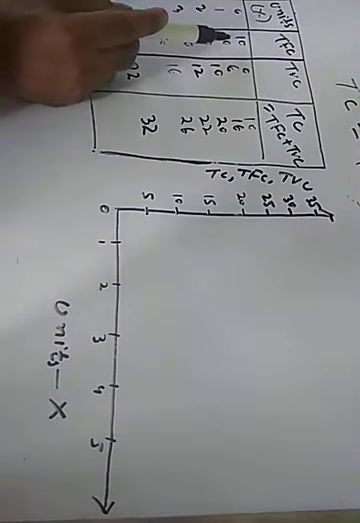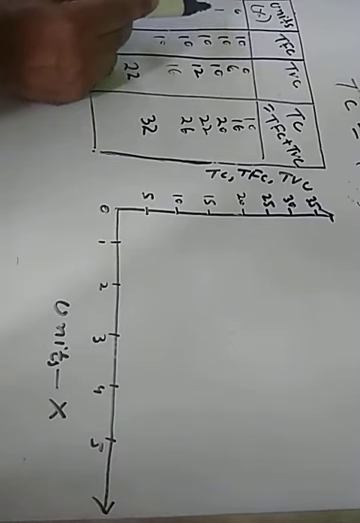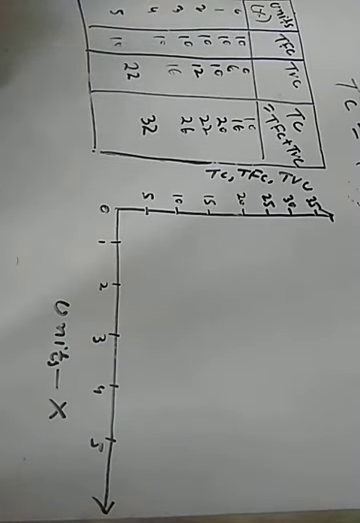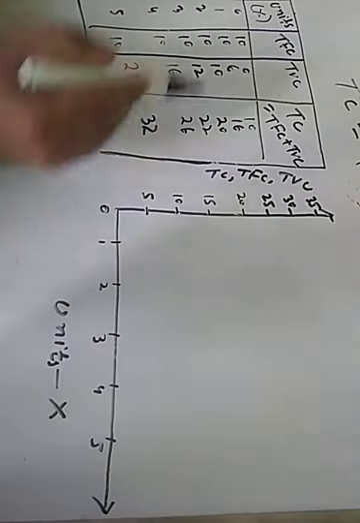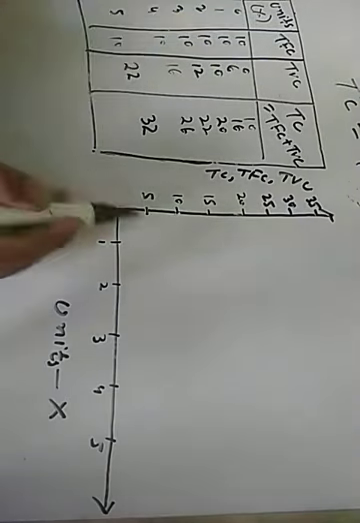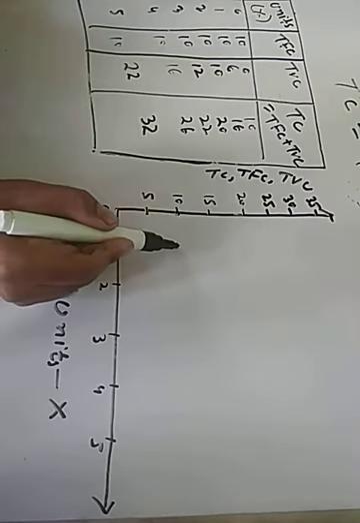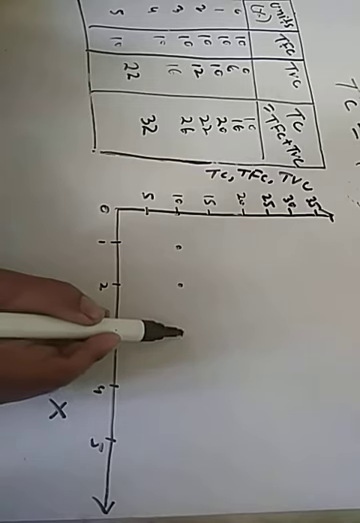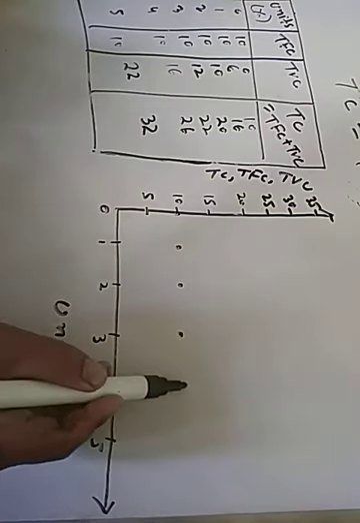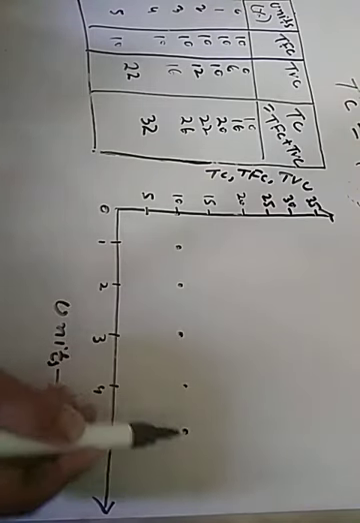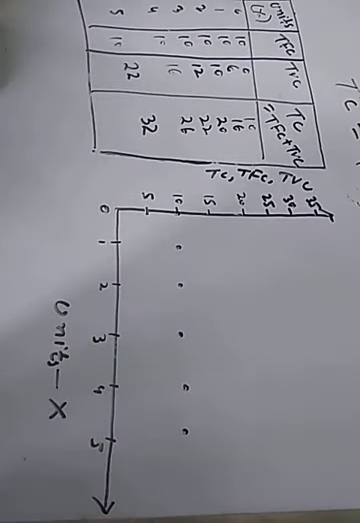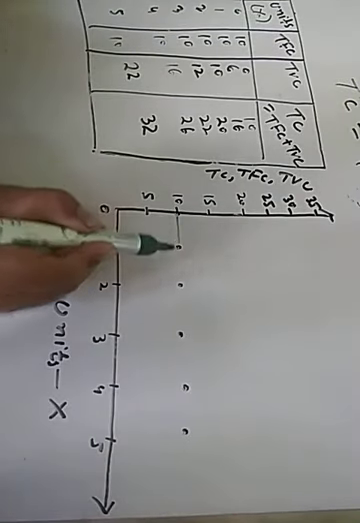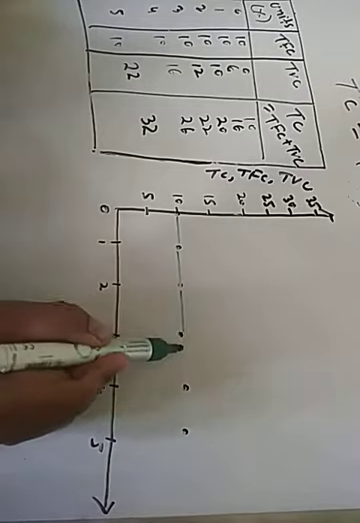Since total fixed cost is the same, its value is the same for every unit of X produced. For 0 units it is 10 rupees. For the first unit it is 10, second 10, 10 for every unit, up to 5 units. By joining these points we will get the total fixed cost curve.